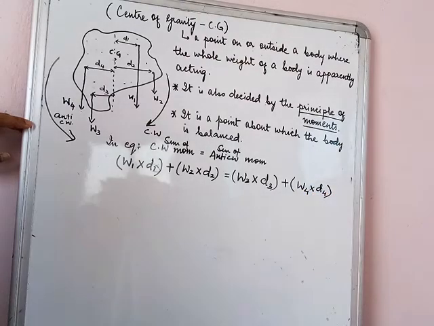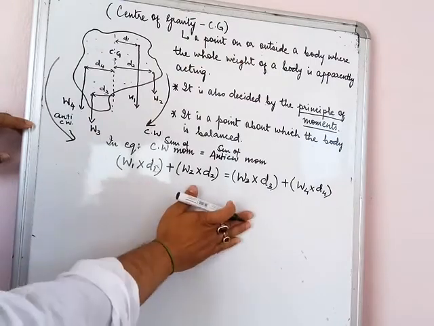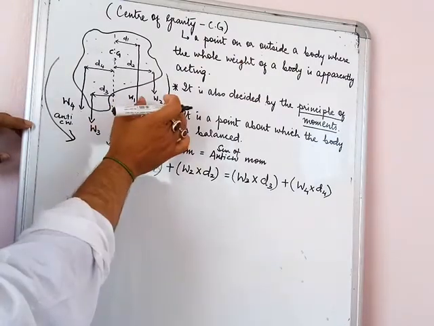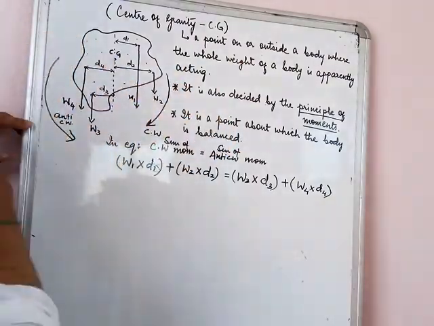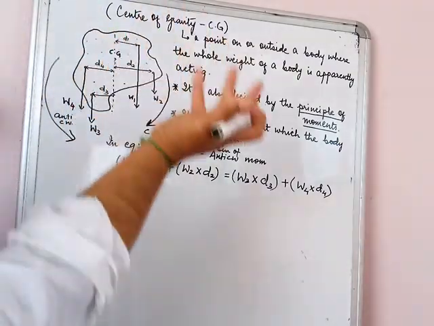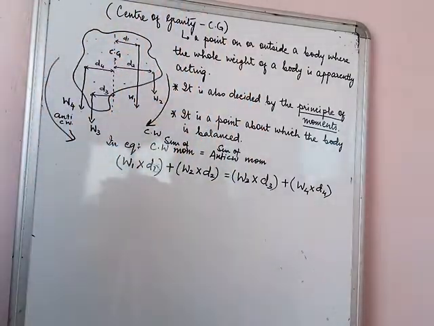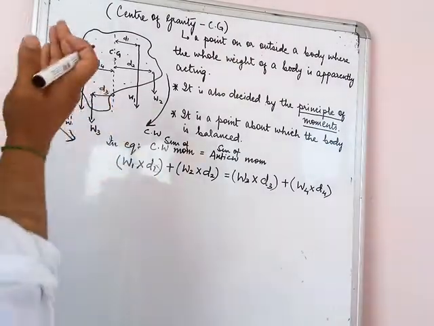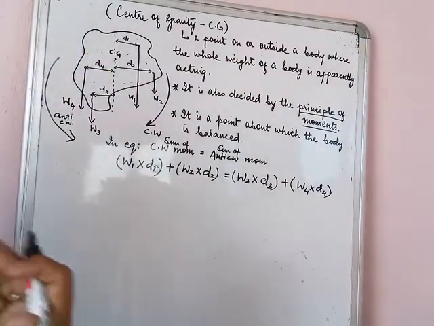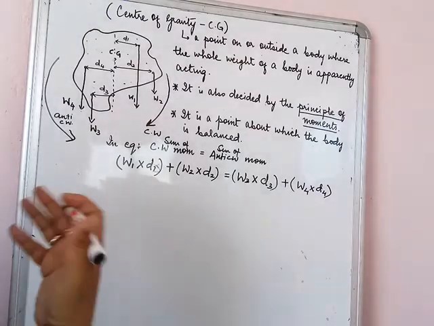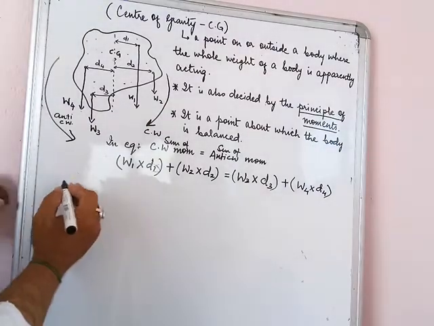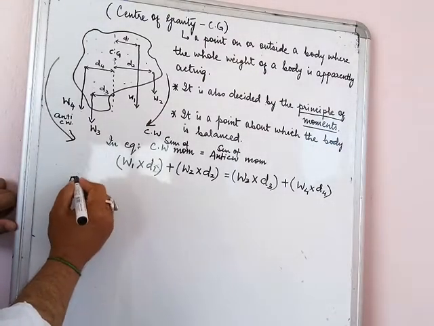Just for ease of calculation I have taken two weights on the right, two on the left. Obviously there are going to be many more, with their individual distances. So this is the concept that we usually use to find the center of gravity of an irregular shaped body. All the regular shaped bodies you already know by the geometry of the figure.